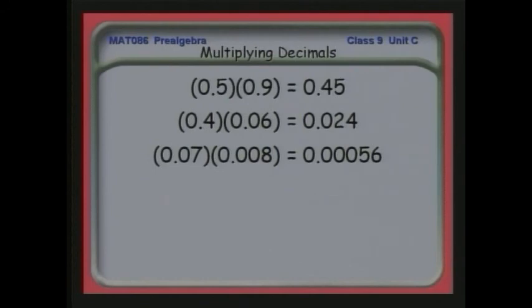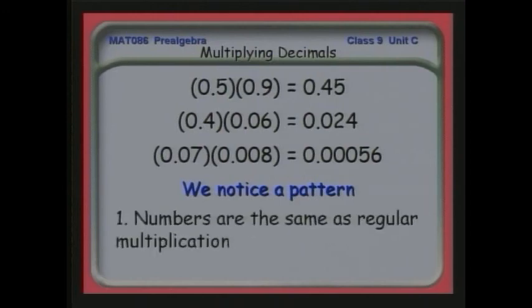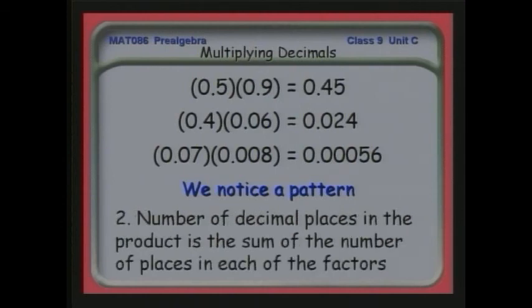Let's take a look at what the progression was in these three examples. We start to notice that there's a pattern here. First, the pattern is 5 times 9. If I just look at that as a multiplication of numbers, I get 45. 4 times 6. If I just multiplied those as whole numbers, I would get 24. 7 times 8 is 56. The first thing I notice in this pattern is that the numbers, if I just take them as whole numbers, are the same as decimal multiplication. I notice something else that's quite important.